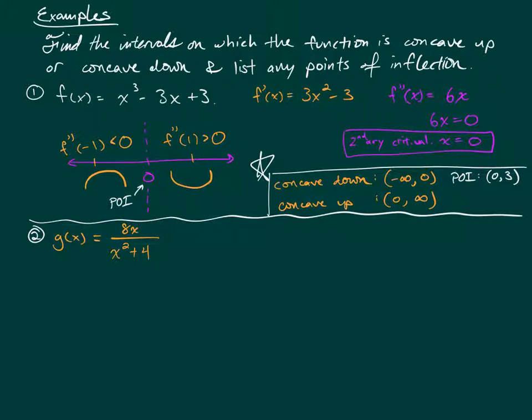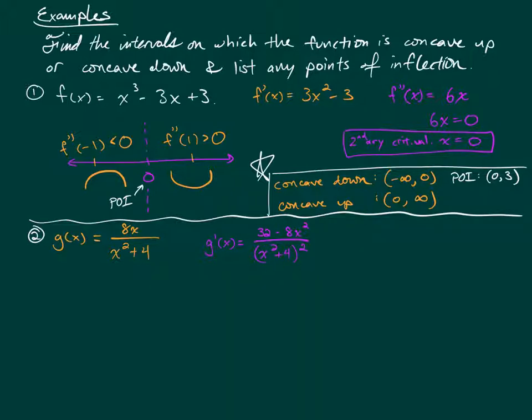For the second example, there is going to be a lot of work done, quote unquote, off screen, so that I can fit this problem on this slide. Again, the first thing we need to do for this example is to find the derivative. And the derivative, after it gets simplified nicely, is 32 minus 8x squared all over the quantity x squared plus 4, squared. And yes, you will have to use the quotient rule here to find this derivative.